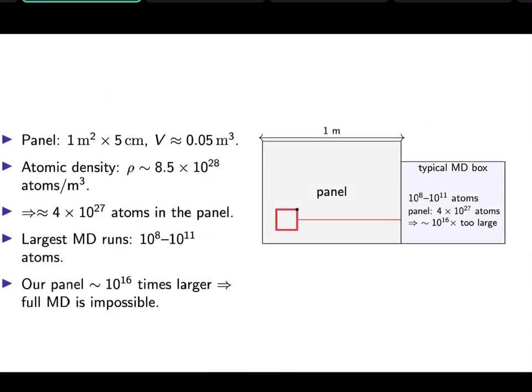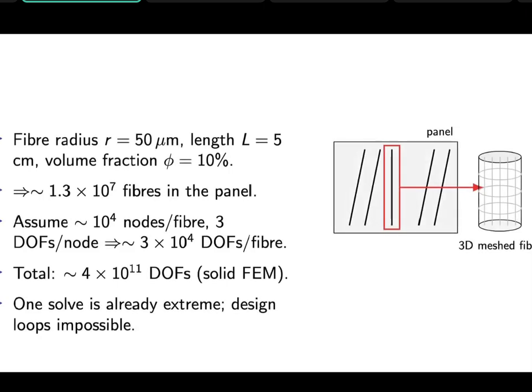So that's very discrete. And the largest molecular dynamics runs are around 10 to the power 8 to 11 atoms. So these are really the largest. They are not run very regularly. And if we wanted to take a very simple panel, we would need something like 10 to the power 16 more unknowns. So forget it. It's almost the Avogadro number. It's not going to work.